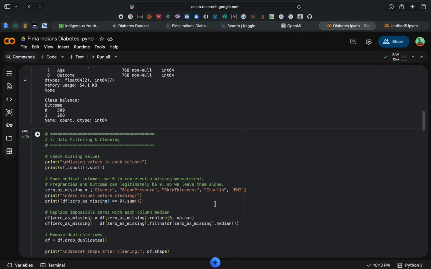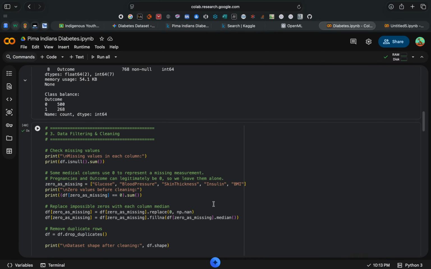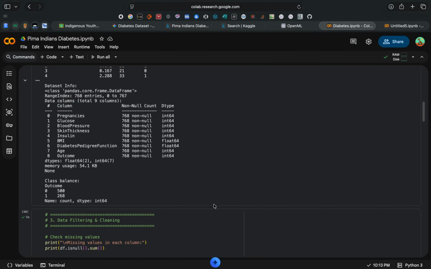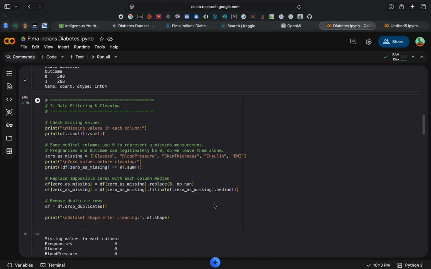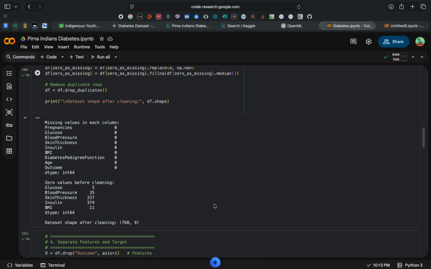One important issue with this data set is that some medical measurements contain zeros that are not realistic. For example, a glucose level, blood pressure, insulin value, skin thickness, or BMI of 0 is likely representing missing data rather than a true medical measurement. Because of that, I replace zeros in these columns with NaN. Then I fill them using the median value of each column. I do not replace zeros in pregnancies or outcome because those columns can correctly contain 0.